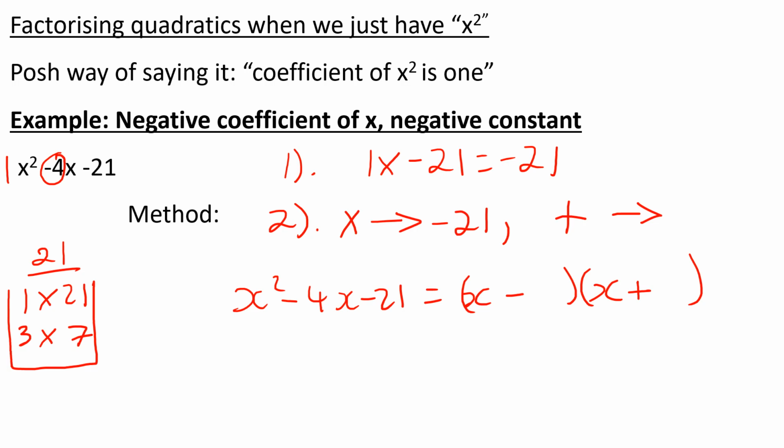I need a pair of numbers that will add to give minus 4. If I look at my factor pairs, 1 and 21, there's no way I can make a combination that works. Minus 1 plus 21 is 20. Minus 21 plus 1 is minus 20. It's not going to work.